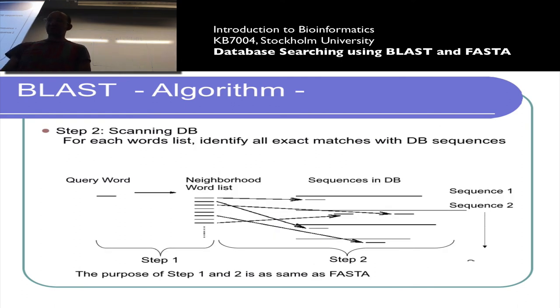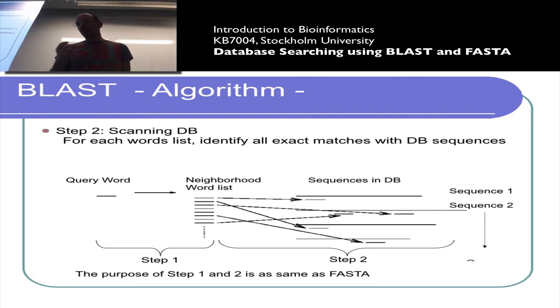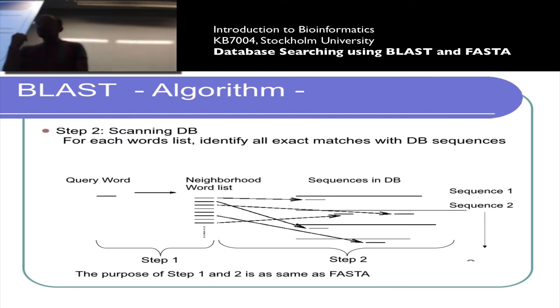And then step two is the same as in FASTA. You scan the database. So you find here in sequence one, you find these hits, you find all the hits. But now you have this slightly more sensitive search. It's not necessarily that you find more hits, because it depends on the length of the word you use and what cutoffs you use, but it's more relevant hits.